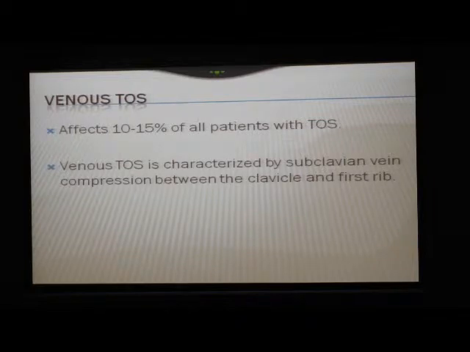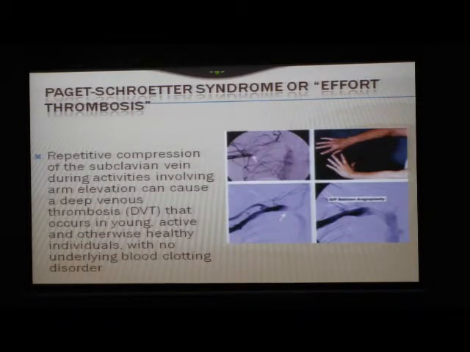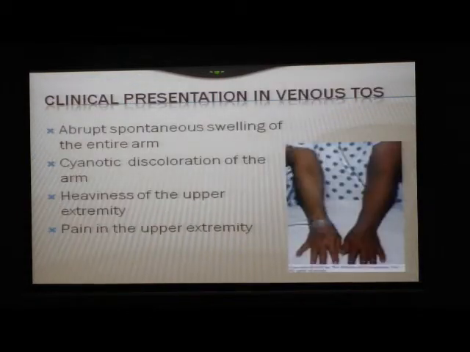Venous TOS is a little bit more common, affecting 10-15% of all patients. And a peculiar clinical presentation is the so-called effort thrombosis or Paget-Schroetter syndrome, which is basically due to repetitive compression of the subclavian vein during activities involving arm elevation and causing thrombosis. Basically, it occurs in young people.